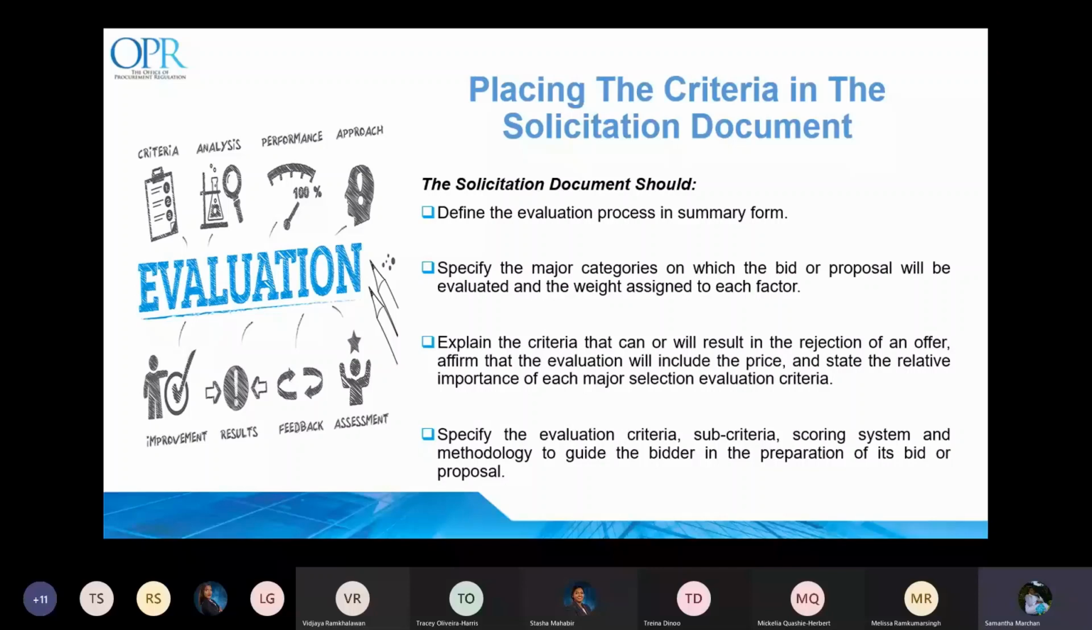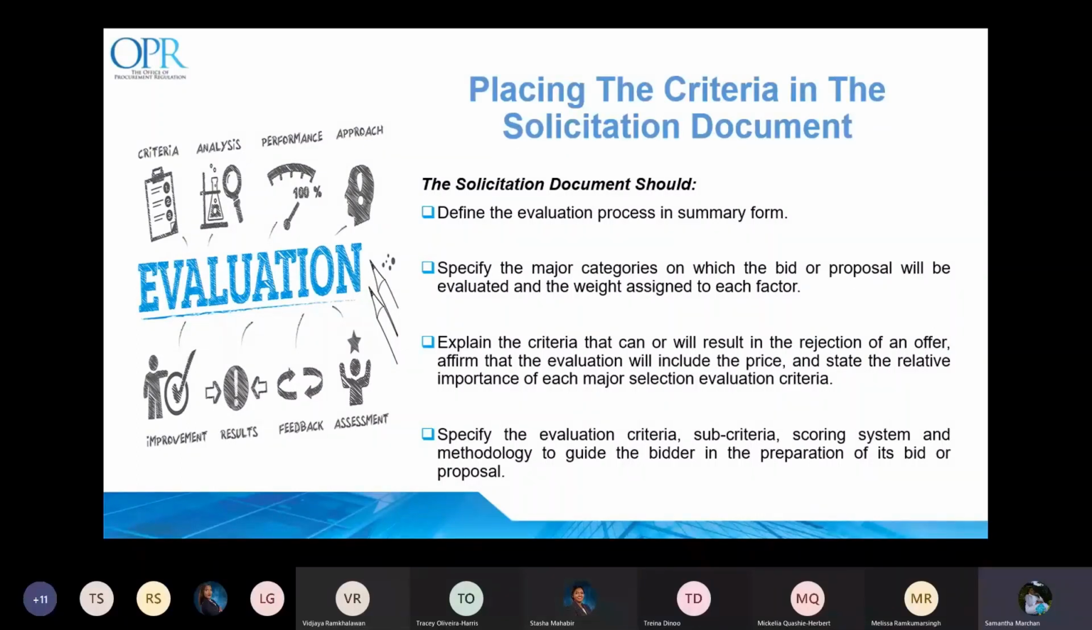Now, once the evaluation criteria is established, it must be included in the solicitation document for transparency and fairness. This now brings me to the second stage in the evaluation process, which is placing the criteria in the solicitation document. The solicitation document should define the evaluation process in summary form, specify the categories on which the bid or proposal will be evaluated, and the weight assigned to each factor should also be identified.